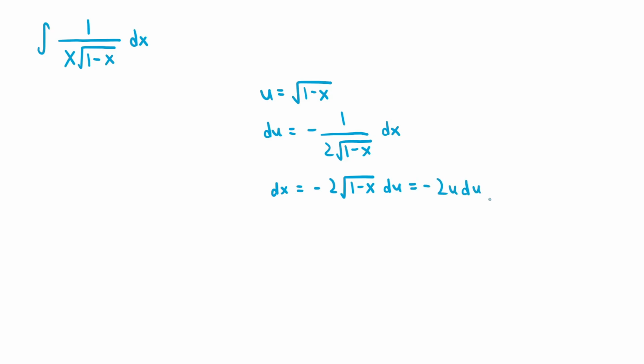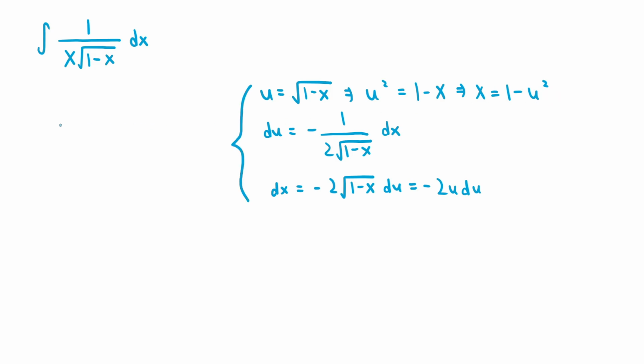We would also like to get an expression for x entirely in terms of u, since we have an x in the denominator of the integrand. So if we square both sides of the equation u equals the square root of 1 minus x, we get u squared equals 1 minus x, and this implies that x equals 1 minus u squared.